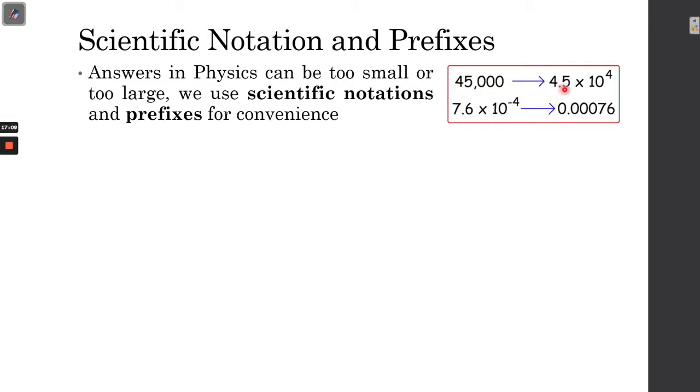So it's 4.5. And then what you want to do is multiply it by 10 raised to how many times the decimal point moved. So in this case, we moved it 4 times. 1, 2, 3, 4.